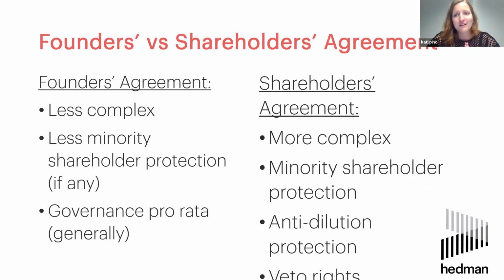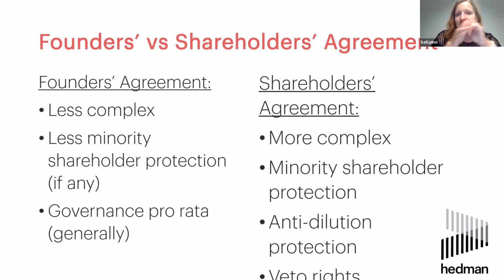So here is a bit of comparison. The founders agreement is less complex. It generally has fewer parties as well. It does have less minority shareholder protection, if any. So if you are only among the founders, then you might not need minority shareholder protection at all. And generally, the governance is pro rata. So who has more shares has more votes.